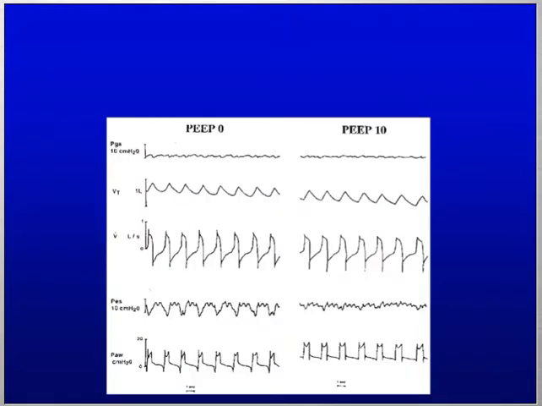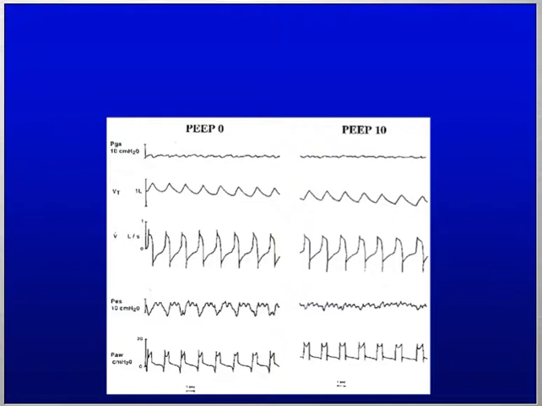In this study, we applied with Jordi Mancebo a level of external PEEP to counterbalance the intrinsic PEEP. In other words, to reduce the difference between the external pressure and the internal pressure. And as many others have shown before, we observed that with a PEEP level of 10 centimeters of water, we markedly reduced the effort done by the patient as indicated by the esophageal pressure swings.